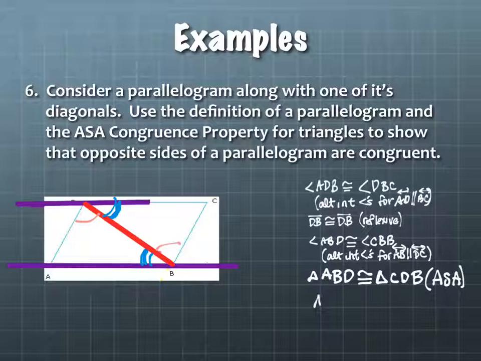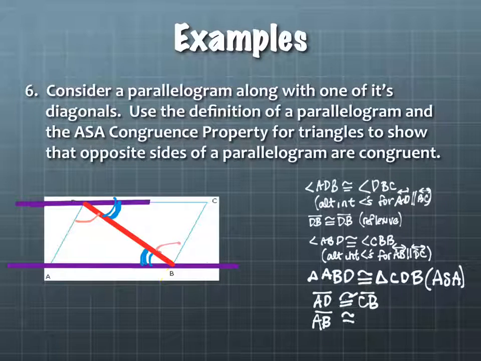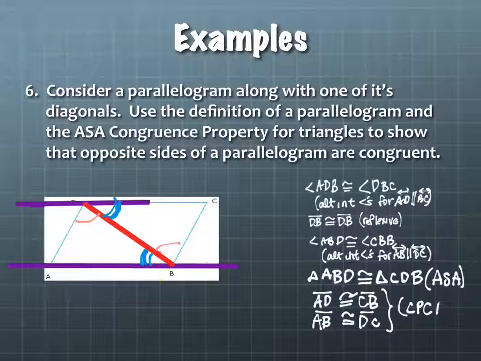And then I have my sides. So now AD is, oops, I had that right first, is congruent to CB. And AB is congruent to DC. And the reason for this is that corresponding parts of congruent triangles are congruent. All right, so this leads us into the last piece of information.